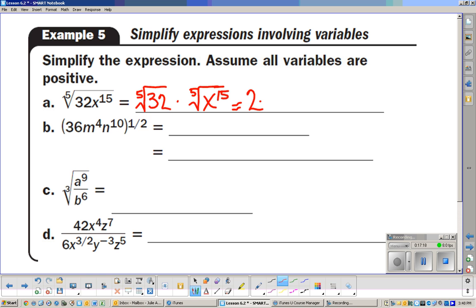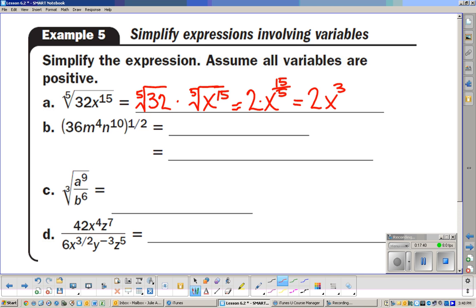Now, this fifth root of x to the 15. Just think about what that would be if I change it into a fraction exponent. My exponent is 15. My index is 5, or my root is 5. Well, look what you have. You have x to the 15 over 5. That's just x to the third. So your answer is 2x to the third.